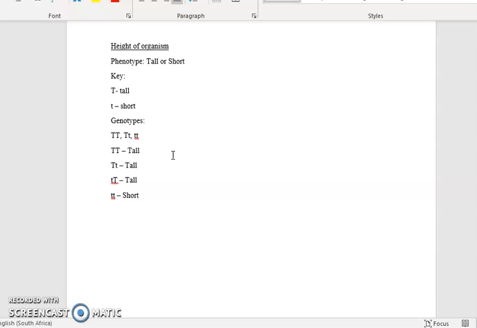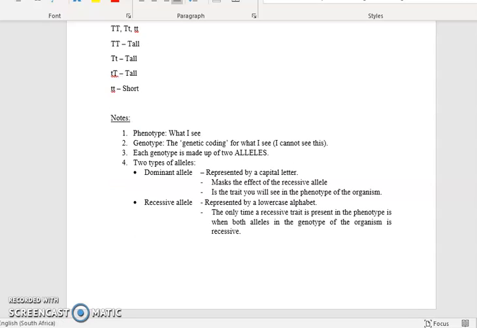Okay, a few notes just to recap and make things a bit simpler. Firstly, when we think of a phenotype, the question we ask is, what do I see? A phenotype is something you can pick out, something you can see in an organism. A genotype, on the other hand, is the genetic coding for what I'm seeing. This is something I cannot see. It's within the organism, within its chromosomes.